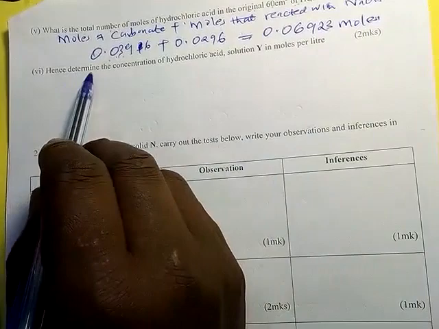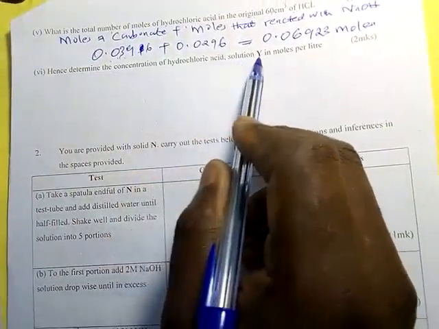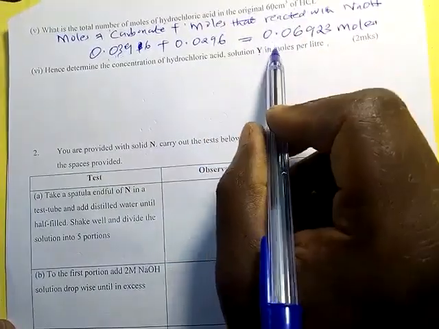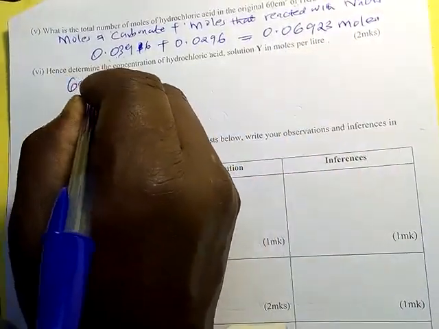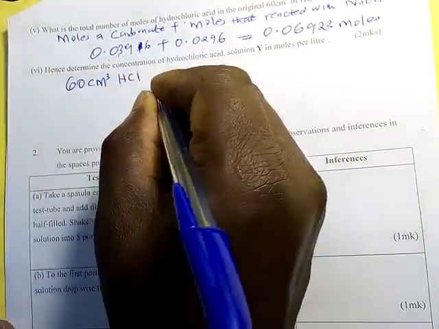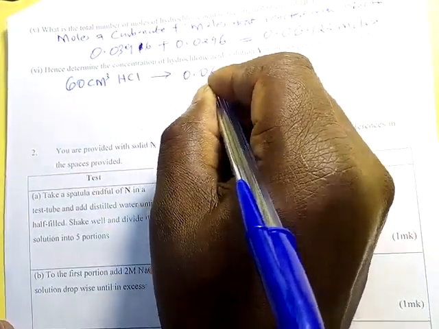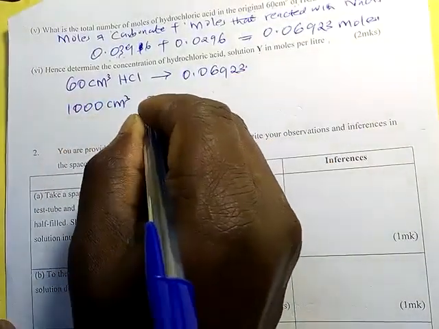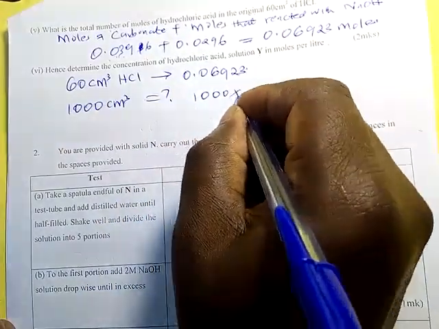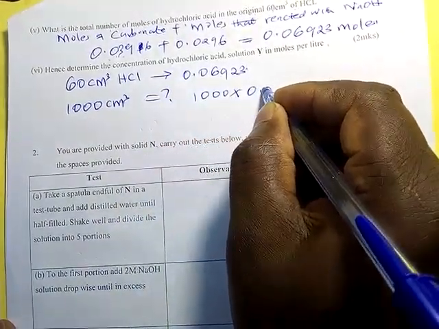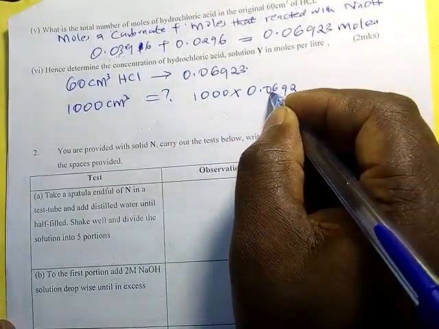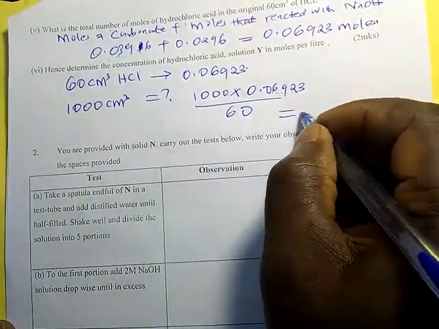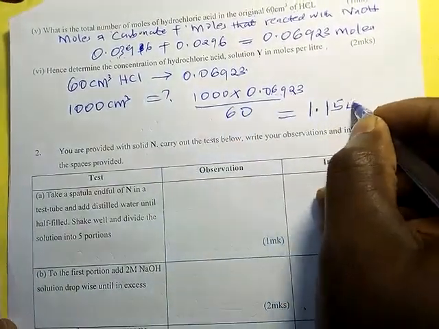So finally, hence determine the concentration of hydrochloric acid Y in moles per liter. Now we have the number of moles in 60 of the original. What will be the concentration? We will ask 60 centimeters cube of HCl original has 0.06923. We will ask 1,000 centimeters cube will contain what? It's 1,000 times 0.06923 divided by 60. So it will give us 1.154 molar.